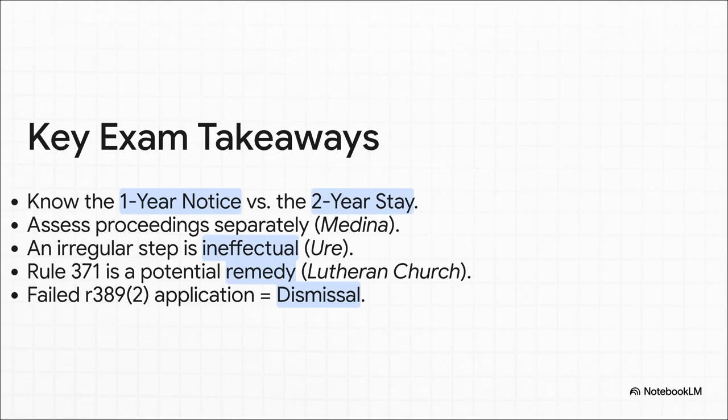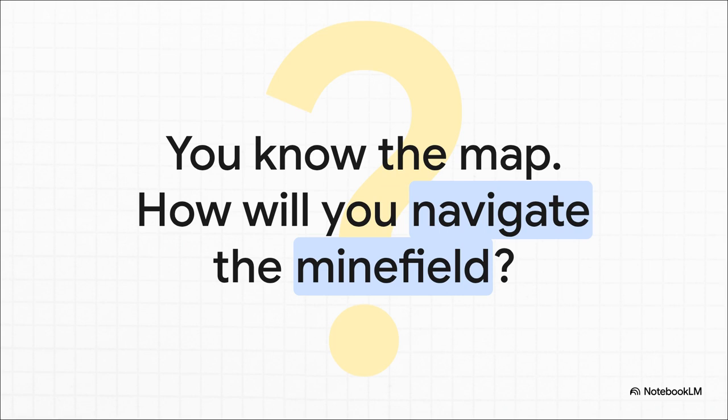End of story. See, Rule 389 isn't just about memorizing dates and deadlines. It's about strategy, it's about managing risk, and it's about your fundamental professional duty to keep litigation moving. It's about being able to properly advise your client on their chances of either reviving a sleeping case or, on the flip side, of knocking out a stale one. Knowing the map of this minefield, that is the first and most critical step to getting through it safely.